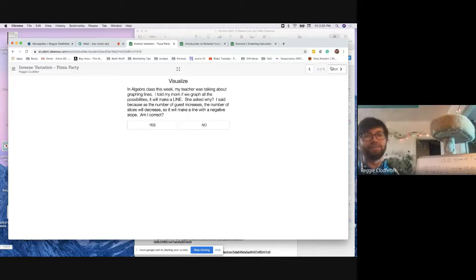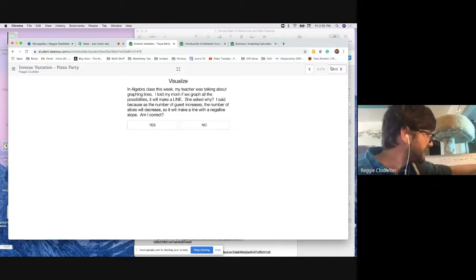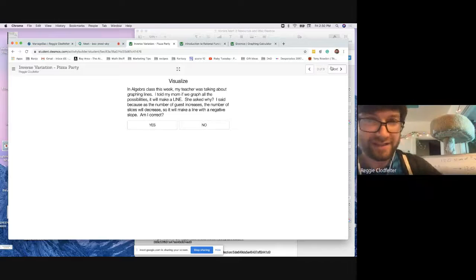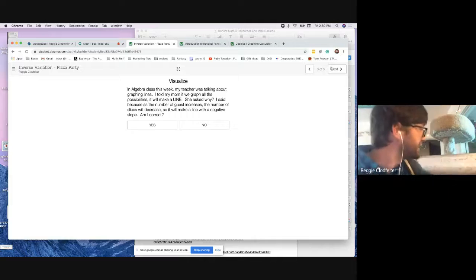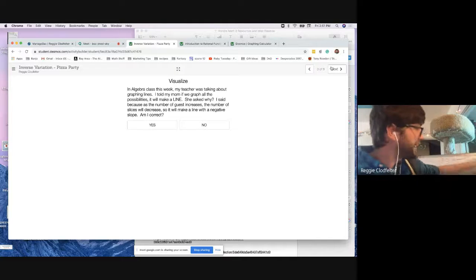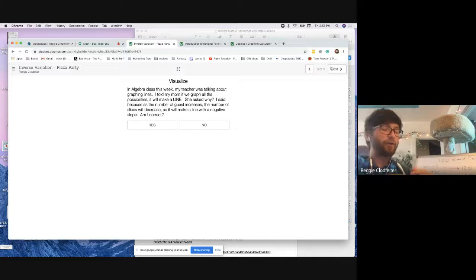So in algebra class this week, my teacher was talking about graphing lines. I told my mom if we graph all the possibilities, it will make a line. She asked why. I said because as the number of guests increases, the number of slices decreases. So it will make a line with a negative slope. Am I correct in saying that this is going to be a line?